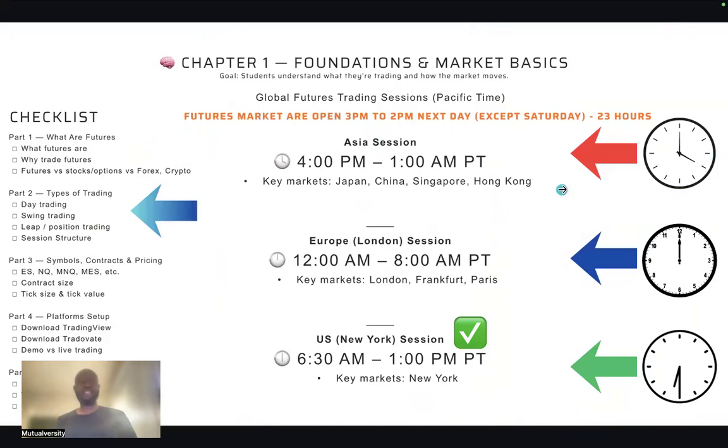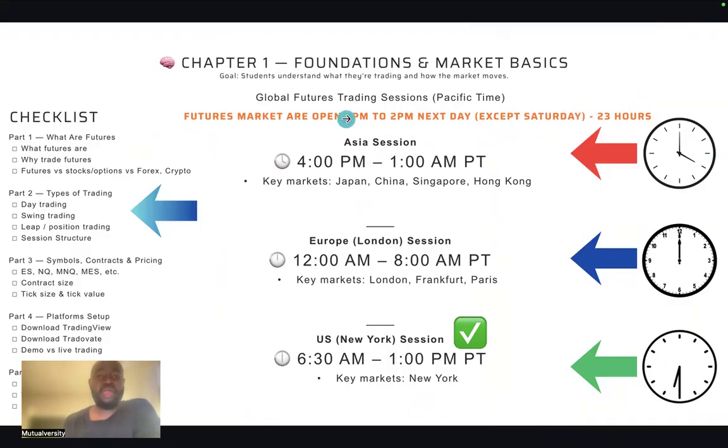So the futures market is open 23 hours in a day, 6 times a week. It's open Monday, Tuesday, Wednesday, Thursday, Friday, except Saturday. And then it opens back up on Sunday. So how does it work?